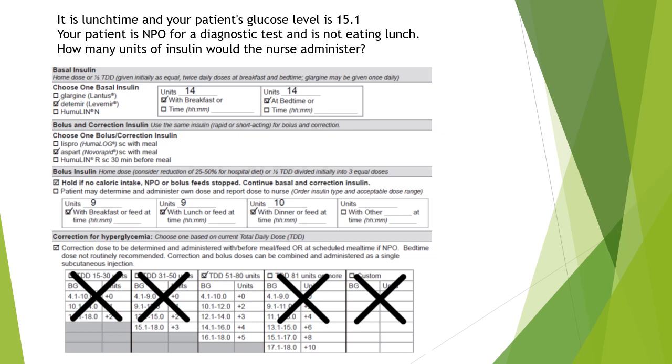So this is our next question here, and this question indicates that it is lunchtime and your patient's blood glucose level is 15.1. However, your patient is NPO for a diagnostic test and is not eating lunch. So how many units of insulin would the nurse administer? Again, if you'd like to pause the video briefly, then once I've answered the question, you can unpause and you'll see the answer in the next slide.